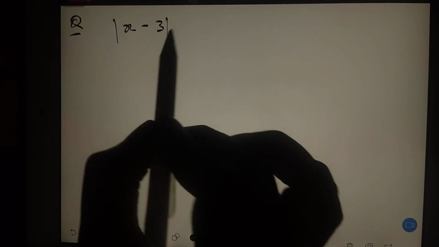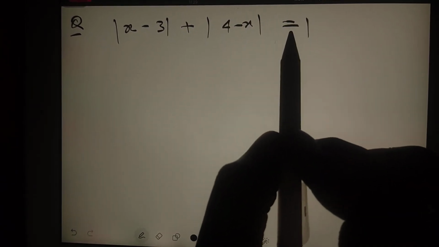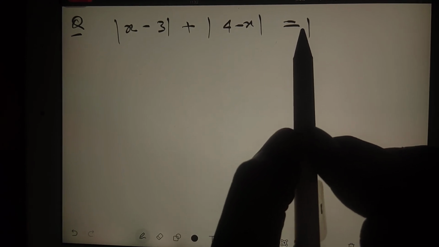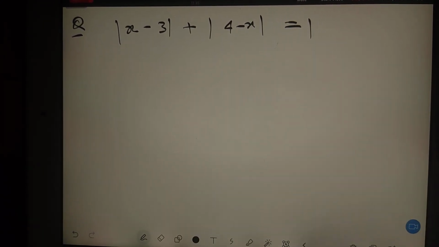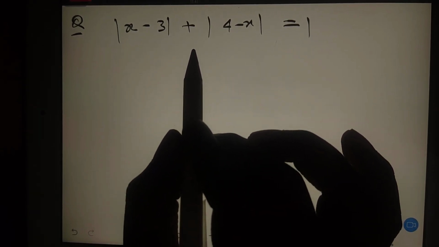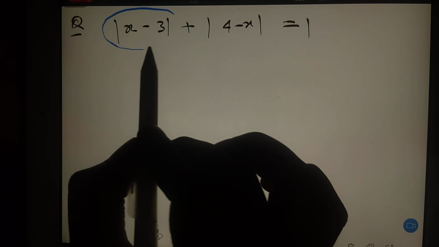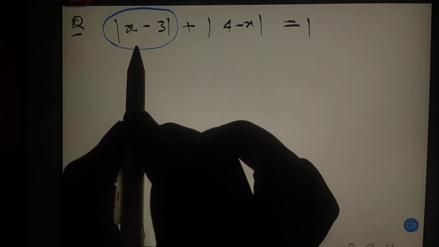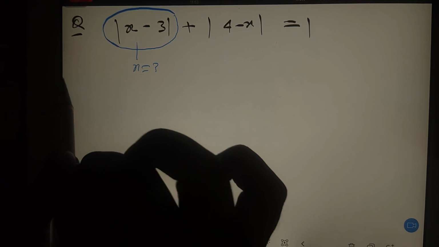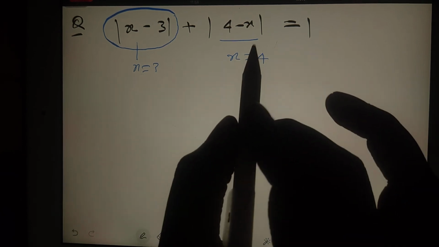See one more question here. Suppose you have mod of x minus 3 plus mod of 4 minus x is equal to 1. Now this became an equation. For this equation I want to check where the x value will lie. So one trick is very simple. This x minus 3 we have to break at the point x is equal to 3. This 4 minus x we have to break at x is equal to 4. So we got two critical points.